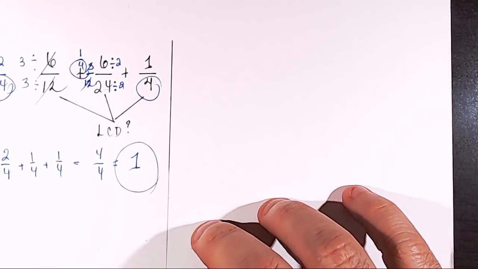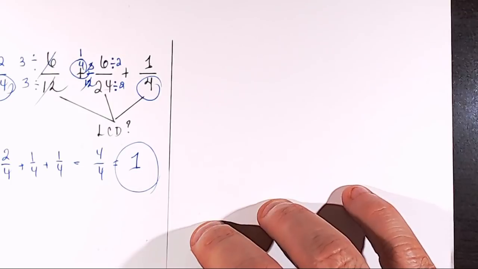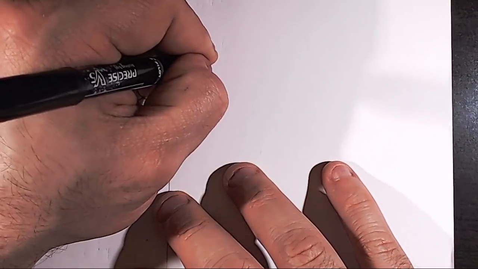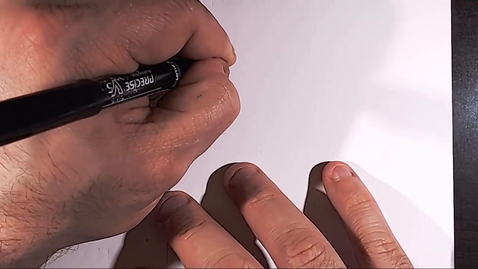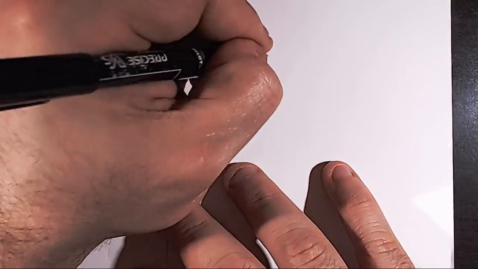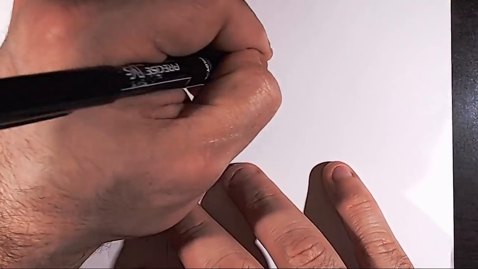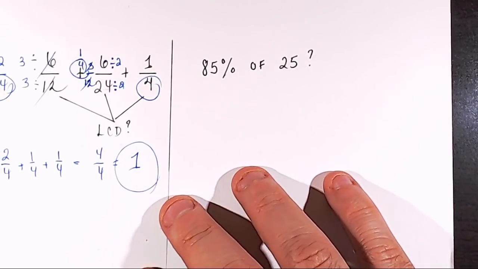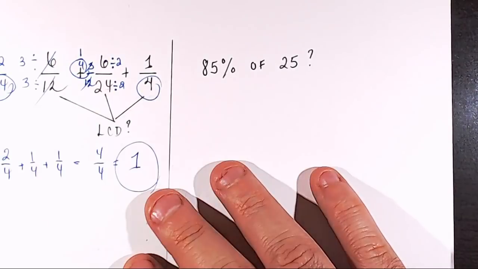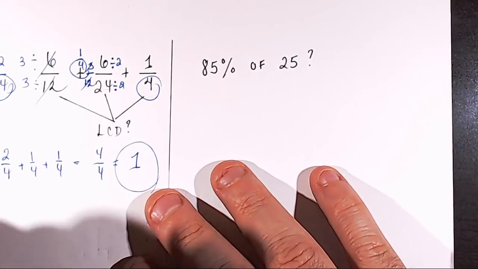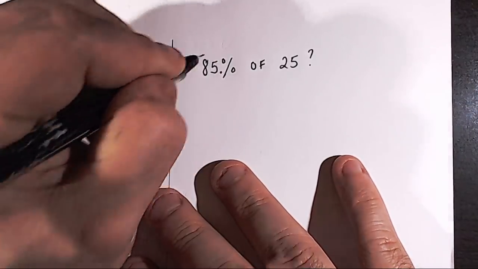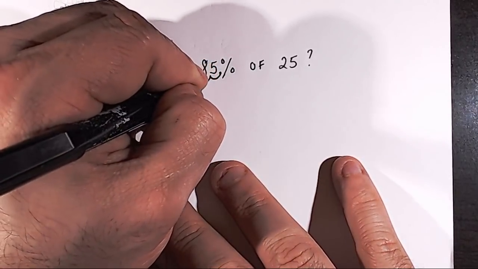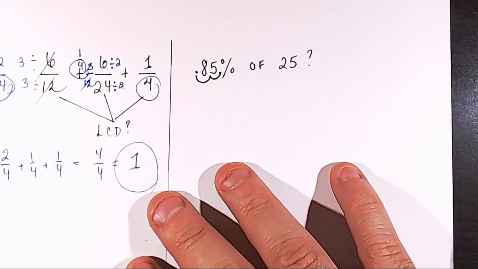The next question is, which value is closest to 85% of 25? So here's how that's written: 85% of 25. Well, first thing we need to do is convert 85% to a decimal. There's a little decimal there that's never written. We're going to move that guy over 2 spaces and put him right there.